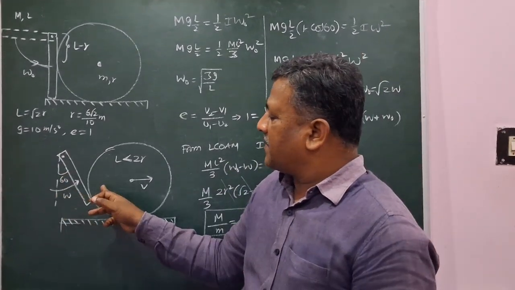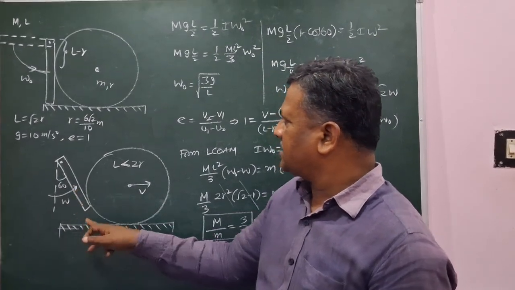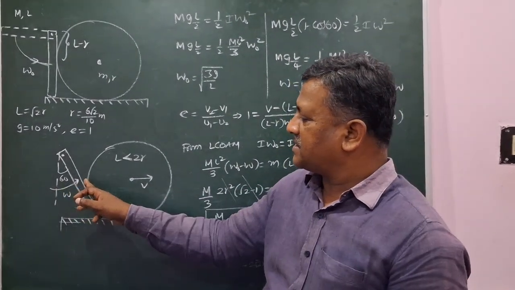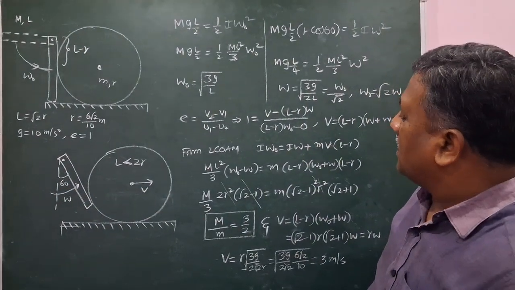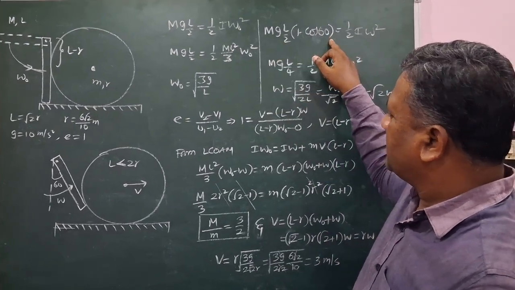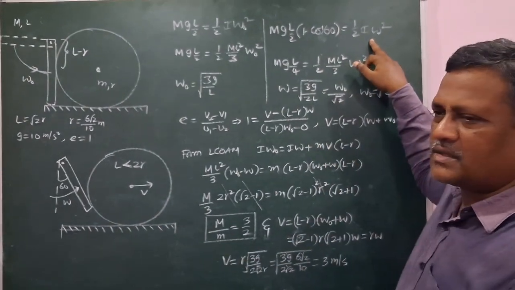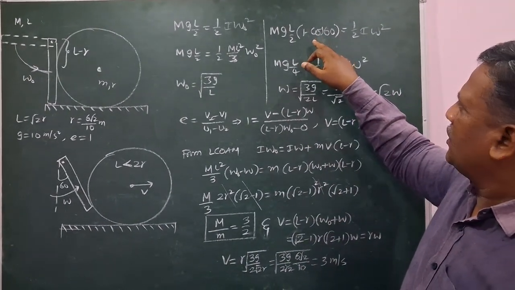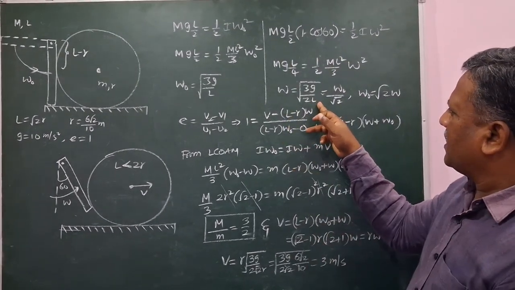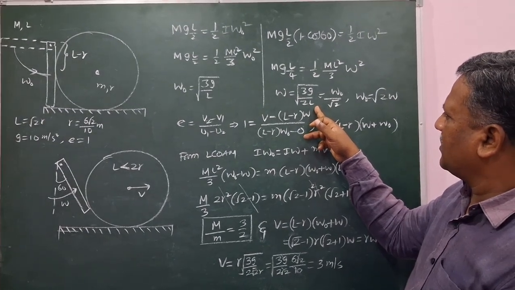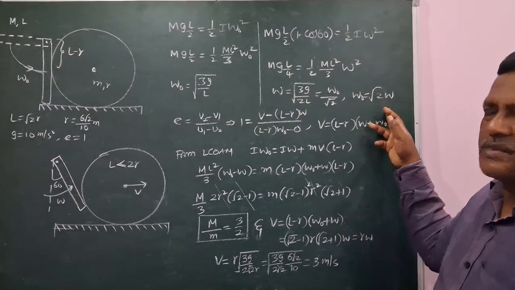After hitting, immediately after collision the sphere has velocity v and the rod has angular velocity omega. It is deflected by an angle of 60 degrees, as given to us. Here, using the law of conservation of energy again, the loss in kinetic energy equals the gain in potential energy, that is half I omega square is equal to Mgl into 1 minus cos theta. The center of mass is at L by 2. So from this we get omega equal to root of 3g by 2L, which is omega naught by 2. They are related as omega naught equals root 2 times omega.